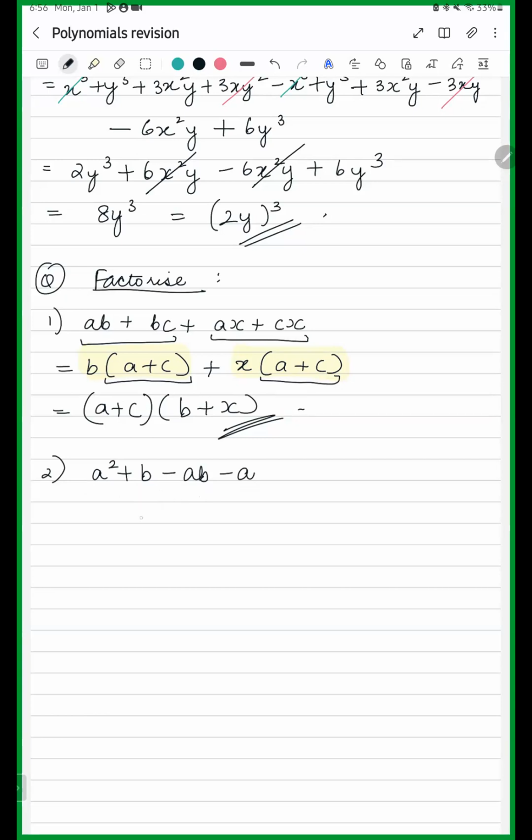How about if we rearrange it? From these two terms, we can take B as common, and from these two terms, we can take A as common. So let's try rearranging them. A square minus A plus B minus AB.